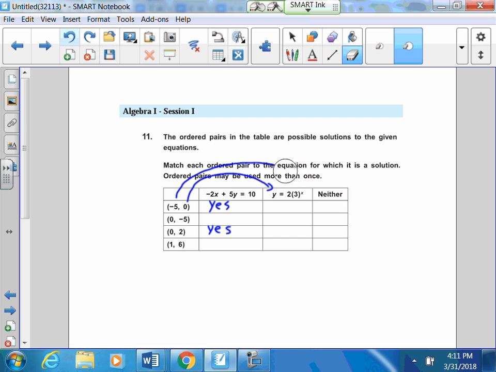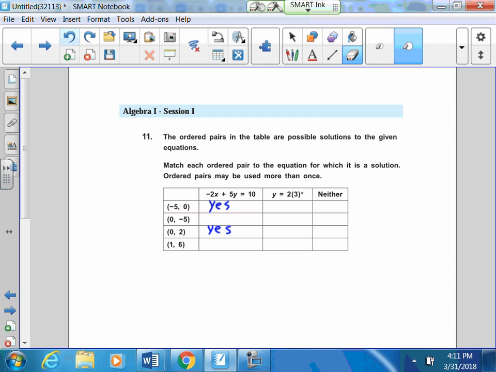All right, now let's try the second ordered pair. If I plug in 0 for x, 3 to the 0 power is 1. 1 times 2 is 2. We need y to be -5. It's not. So not going to work there.